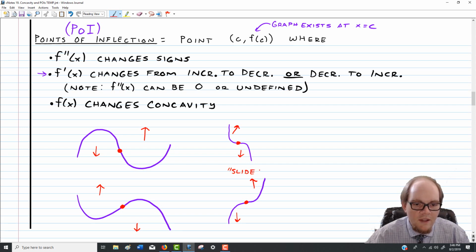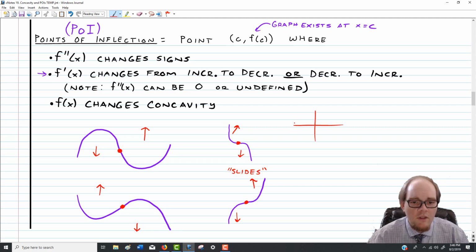These are what we always called slides. They're places where you have a triplicate factor, like x minus 3 to the 3rd power. We create a slide. Well, when that happens, we end up with not a maximum or minimum, but a point of inflection. There's a place where the graph actually changes concavity.